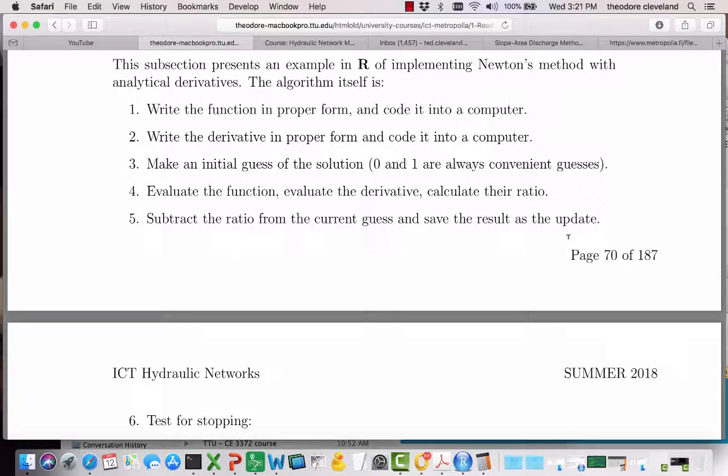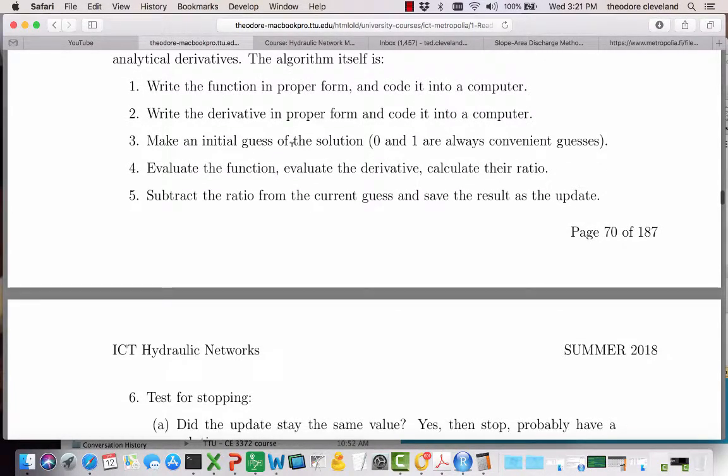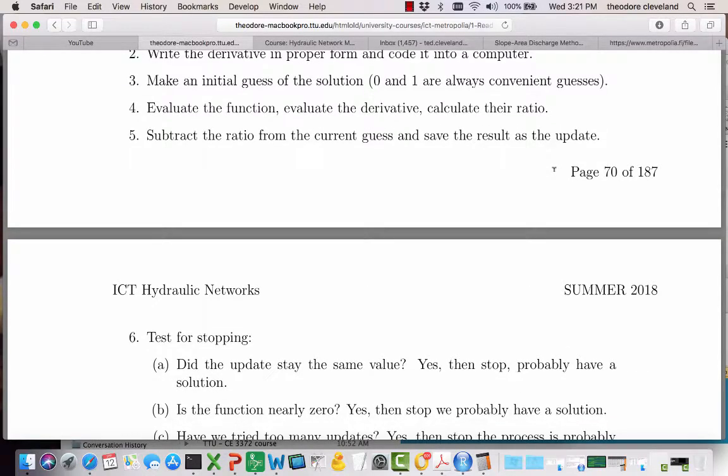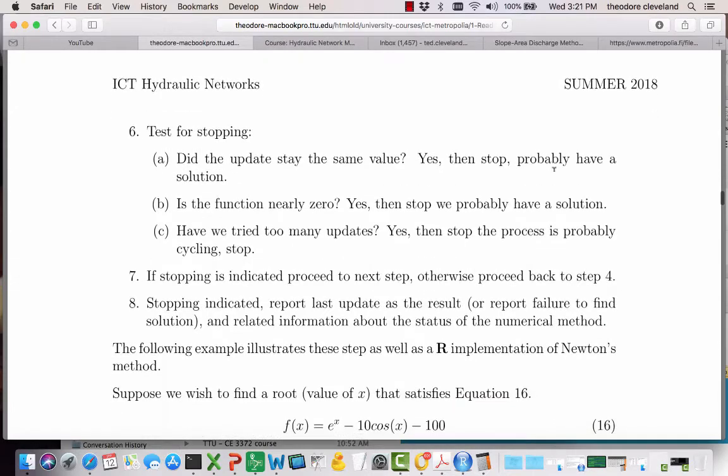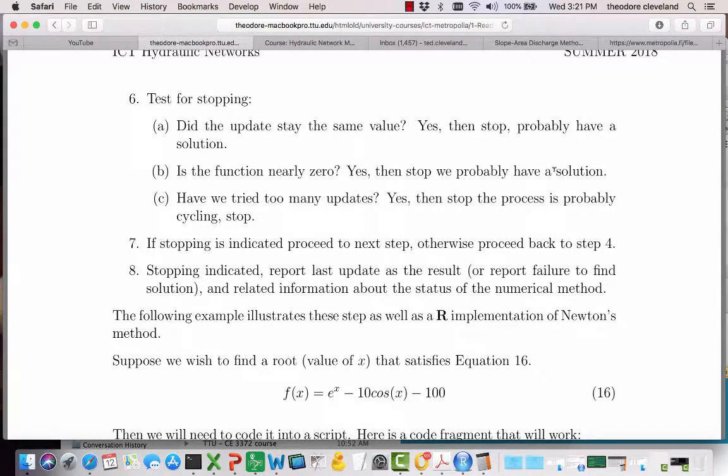Put the function in the form, code it into a computer. Put the derivative in proper form, code it into a computer. Make an initial guess of the solution. 0 or 1 are usually pretty convenient. Evaluate the function, evaluate the derivative, calculate the ratio. Subtract the ratio from the current guess, save the result as the update. Test for stopping. Did the update stay the same? If yes, then stop. You either have a solution or you're not going anywhere anyway.